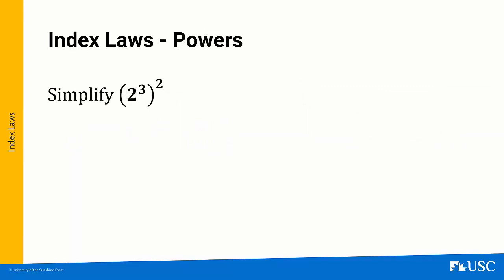What about having 2 to the power of 3 that is then raised to the power of 2? So the squaring just means that we're multiplying by itself, and we are multiplying the 2 to the power of 3 by itself. And of course, because we're multiplying, we add those indices to give us 2 to the power of 6. We can get that power by multiplying those two indices, 3 times 2.